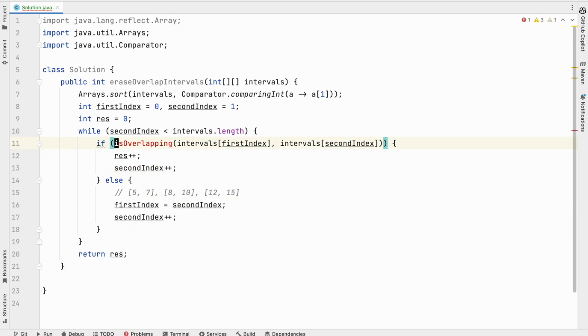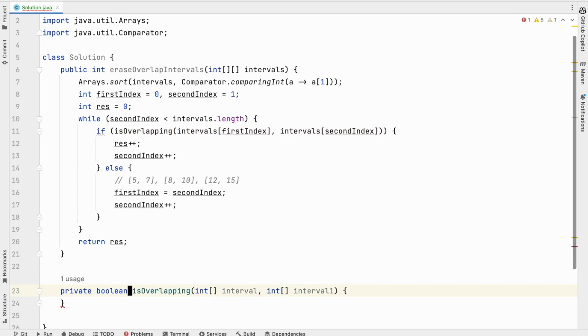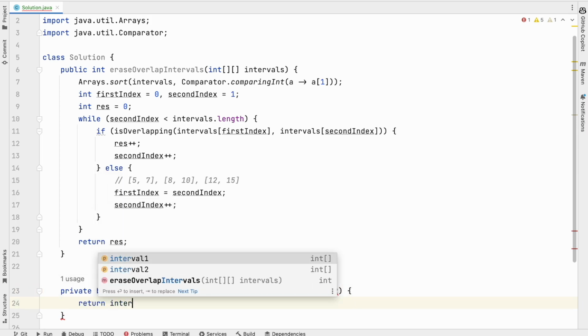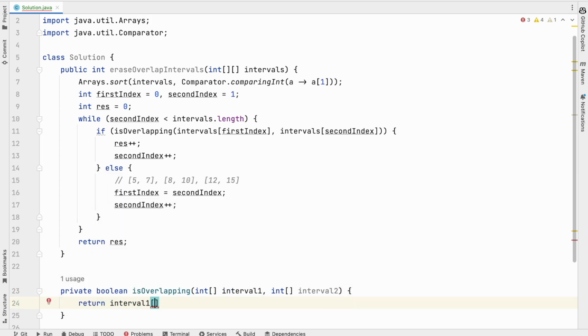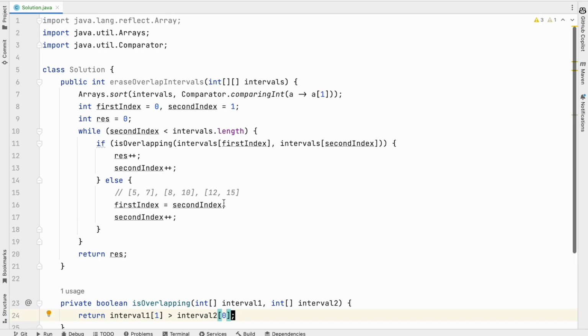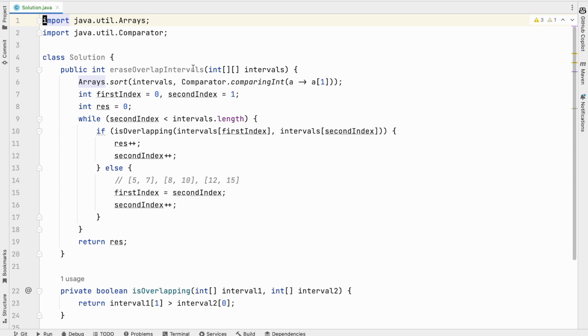And that's the basic structure. To complete the code, we need to implement is overlapping, which is pretty easy. We just return intervals 1, 1 is greater than interval 2, 0. And when that happens, we think that the two intervals are overlapping. So this is the complete code.